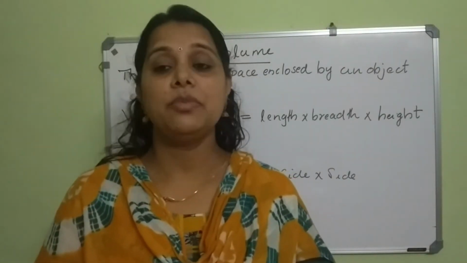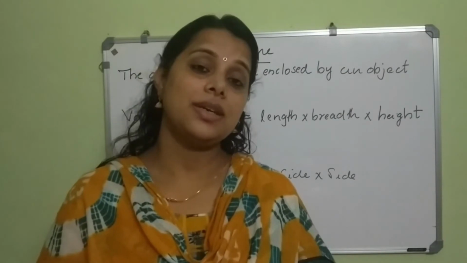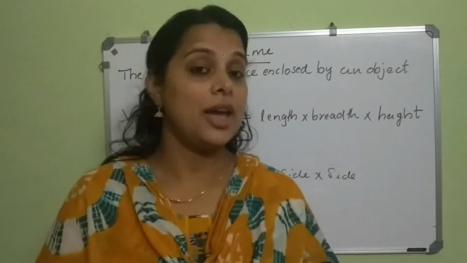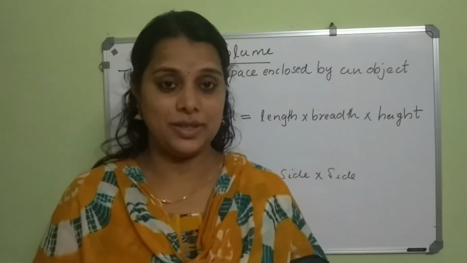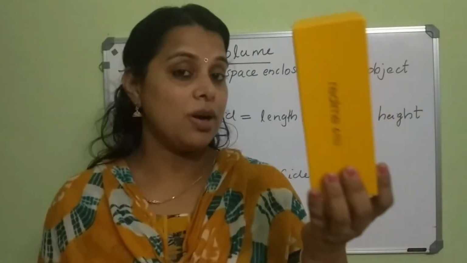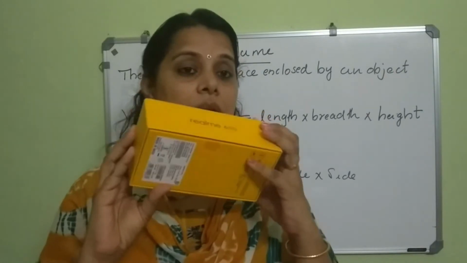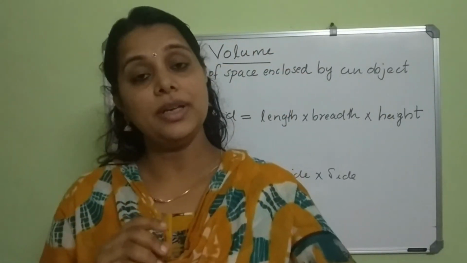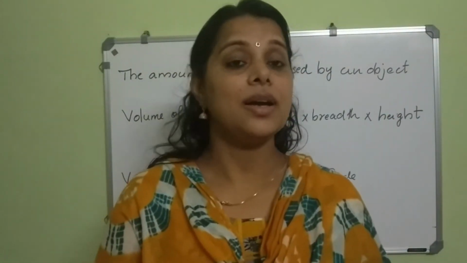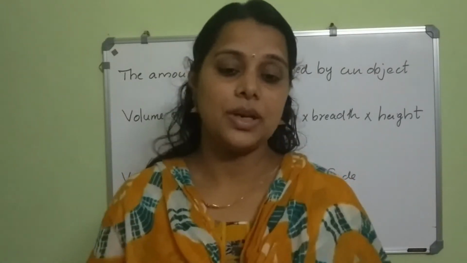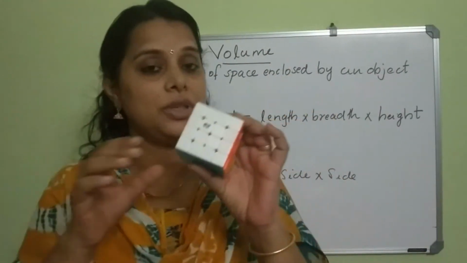Cuboid is a 3-dimensional shape which has 6 rectangular faces, 8 corners and 12 edges. This is a box. It's an example of cuboid. Cube is a special cuboid whose sides are equal. This is an example of cube. It's a Rubik's cube.